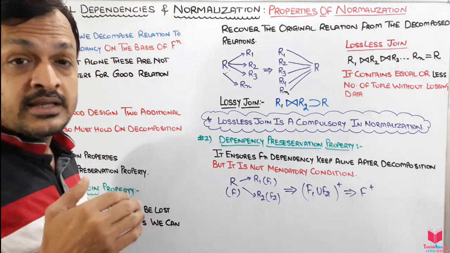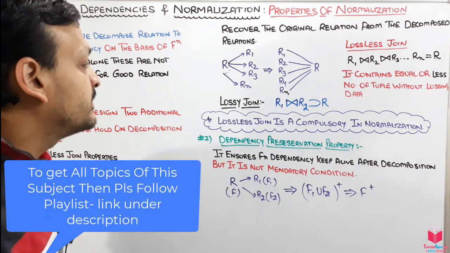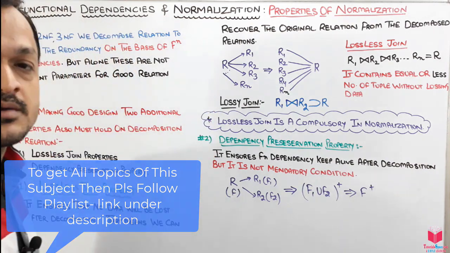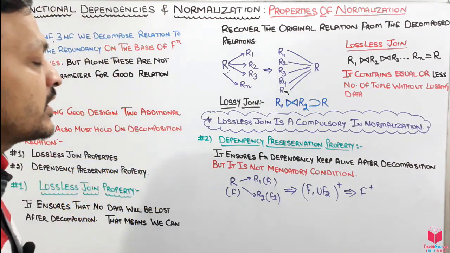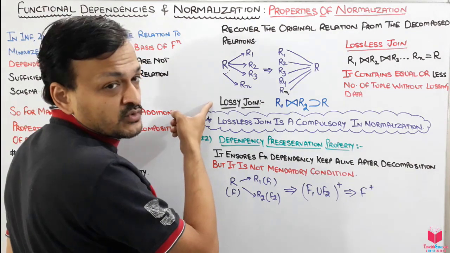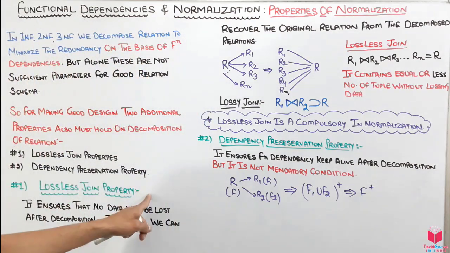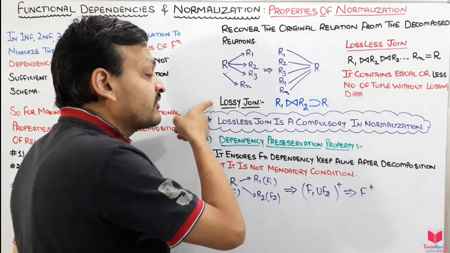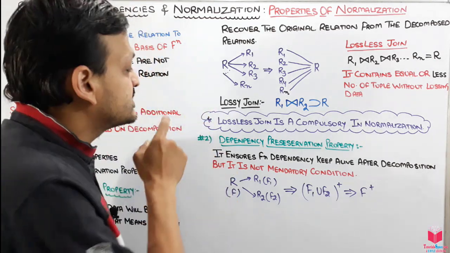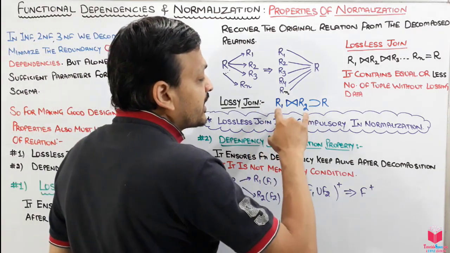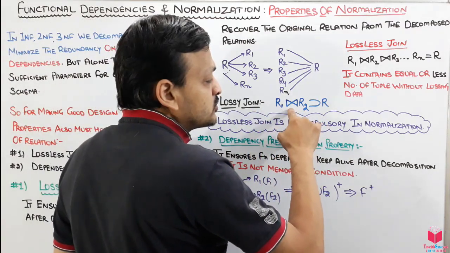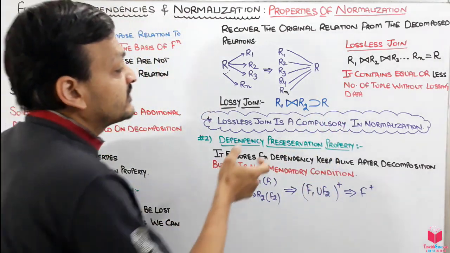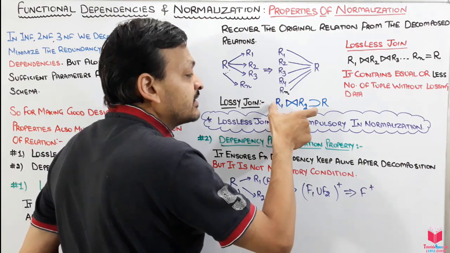But if we get more tuples, then it is a lossy join. If we get extraneous tuples, that is, extra tuples that are not required, that is called a lossy join. If we want a lossless join, then no data should be lost and no extra data should come. If extra data comes, we say it is a lossy join. That means if joining R1 and R2 by natural join gives a superset of R, superset of R means we have extra tuples in that relation.